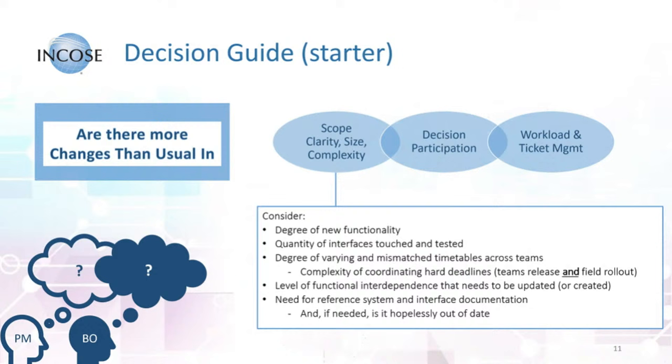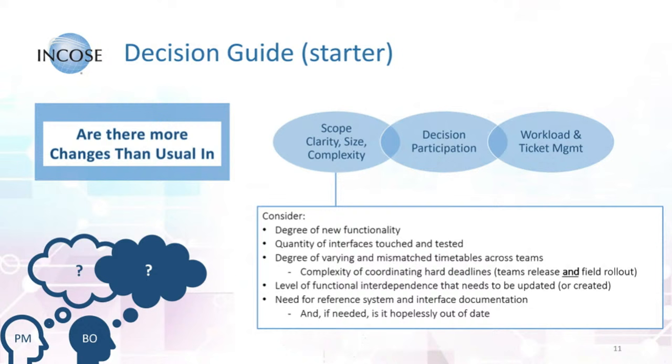So as John said before, we spent a little bit of time geeking out in our system space, drawing pictures and using all of our jargon. But then, just like any discipline, we de-jargonized it. Any discipline creating something for another discipline has to weed that jargon out. So our decision guide really focuses on, are there more changes than usual in scope, clarity, size, and complexity? One chunk. Decision participation, another chunk, and then anticipated workload and ticket management as another chunk. And I'm just going to highlight a few things here.